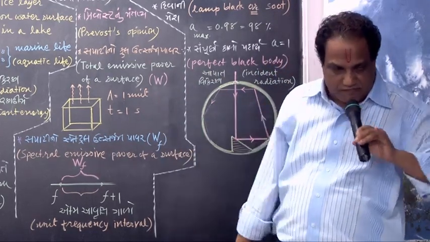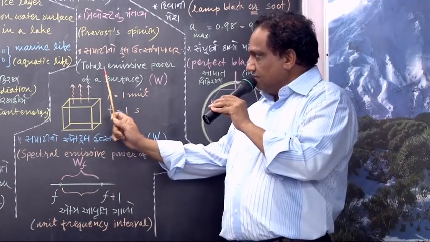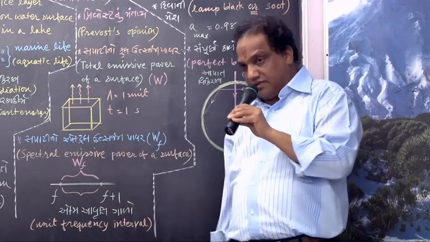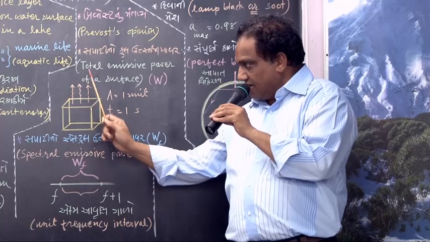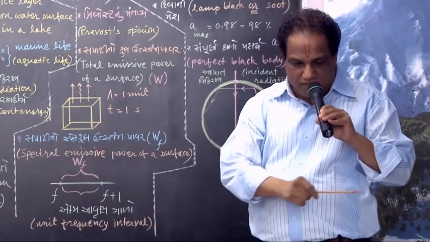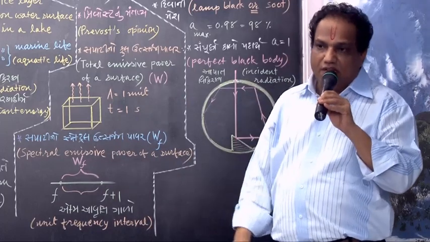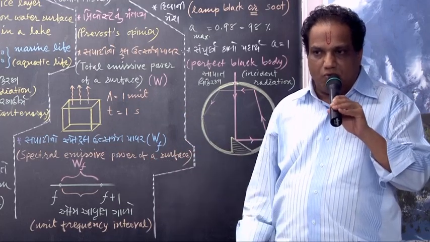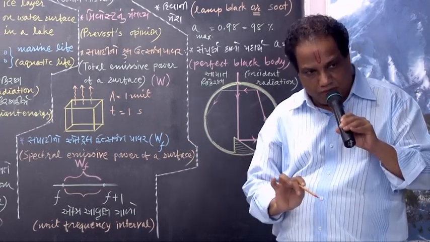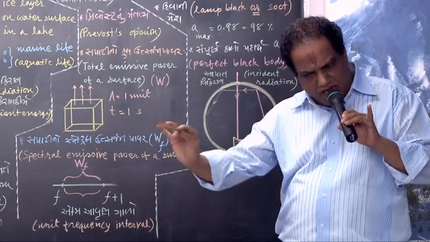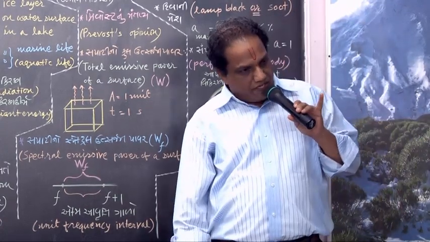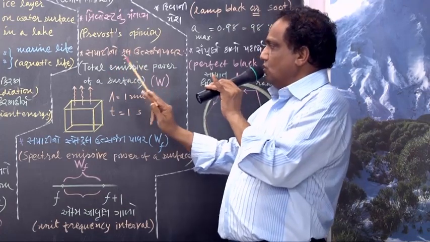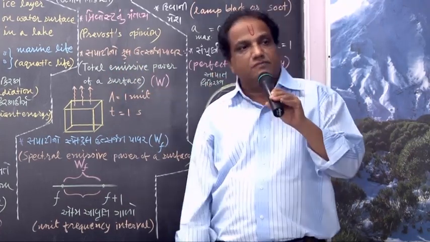Why is the word total? We are considering only unit area and only unit time. Then why is the word total? This radiation has a range of continuously changing frequencies, from minimum to maximum. Suppose we consider the entire range. Because we are considering the entire range from minimum to maximum, that's why the word is total emissive power.